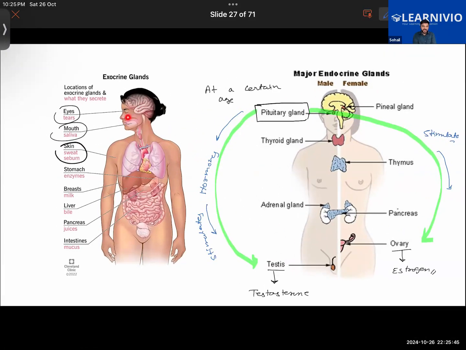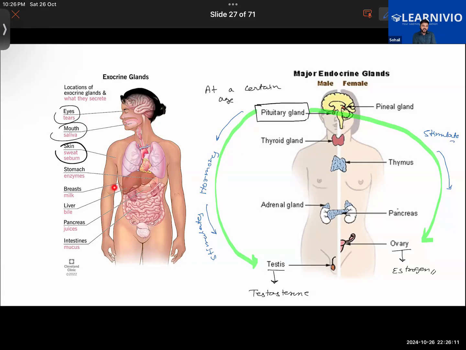Exocrine glands are those glands whose secretions will be released onto the surface of the skin. For example, the eye tear gland, the salivary gland, or the sweat gland, or the oil gland. The secretion of all these glands comes onto the surface of the skin. Plus, they are not going directly into the blood.